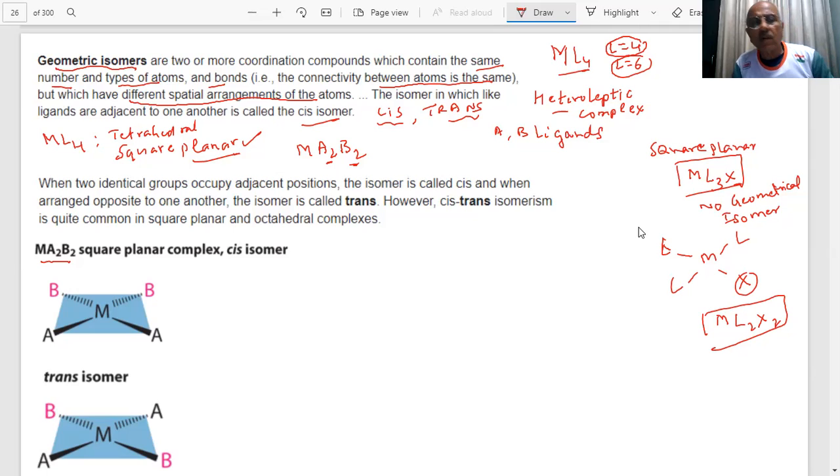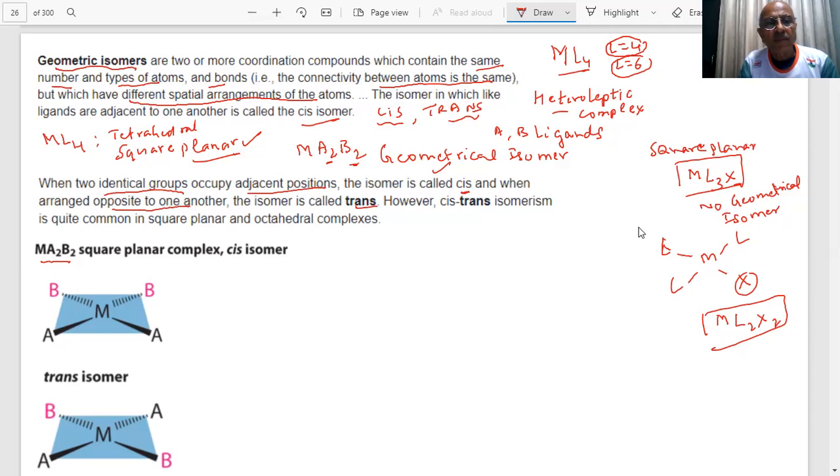There are two possibilities now. There are two isomers. How many isomers can I write? I am talking of geometrical isomers, students. One is when the two same groups are adjacent. And one is when the two same groups are opposite, across. Two identical groups occupying adjacent positions is called the cis isomer. When two are arranged opposite to one another, that is called a trans isomer. So there are two possibilities, cis and trans.